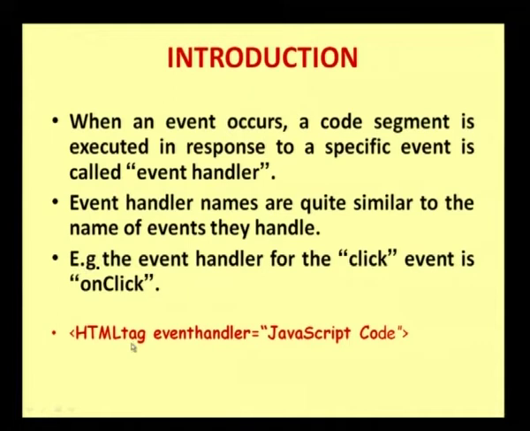For example, if an onClick event is to happen in a paragraph tag, then it can be specified with the HTML tag replaced by the paragraph tag, the event handler should be onClick, and the function should be called for what should happen when the user clicks the paragraph tag. So this type of event can be specified with the help of this syntax.